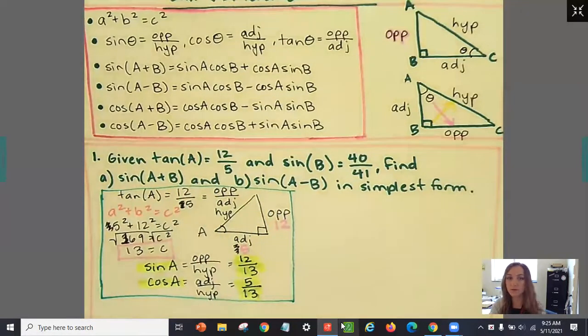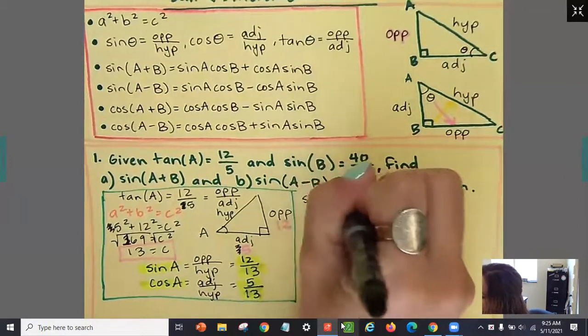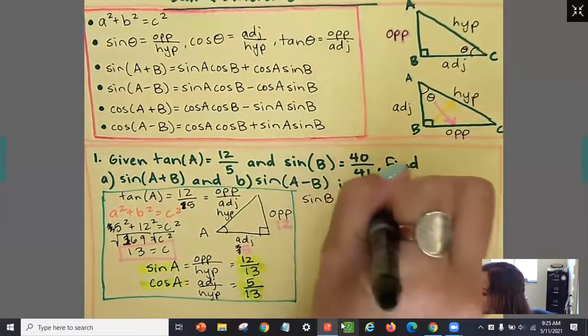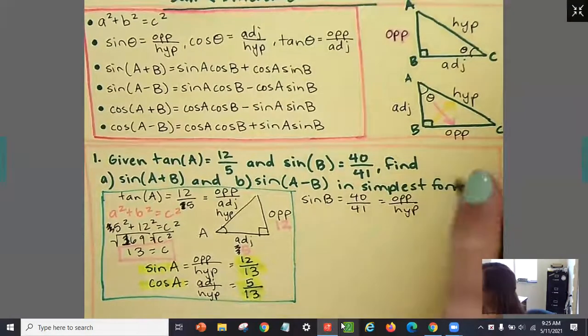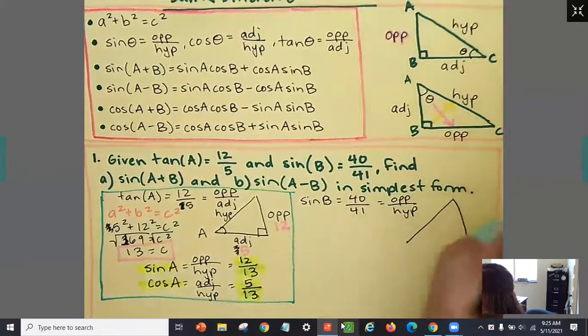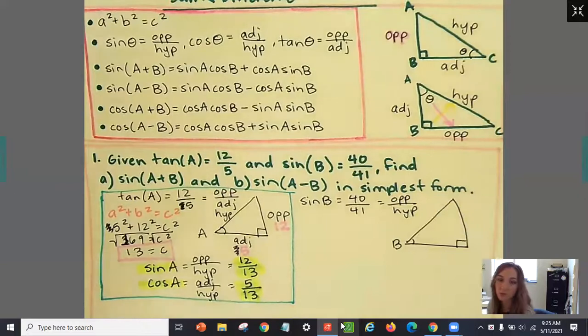Okay, so second scenario over here, we have that sine of B equals 40 over 41, and sine is the opposite over the hypotenuse. So we're going to go ahead and draw our triangle. And let's just say this is angle B. It doesn't really matter where you put it.